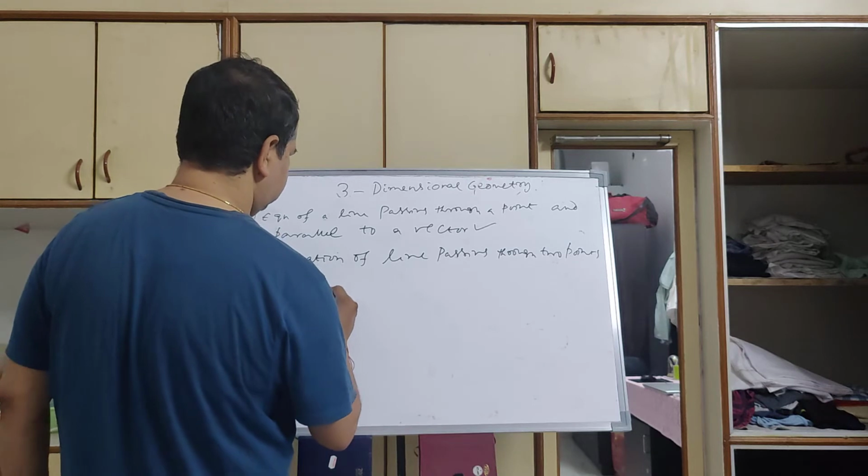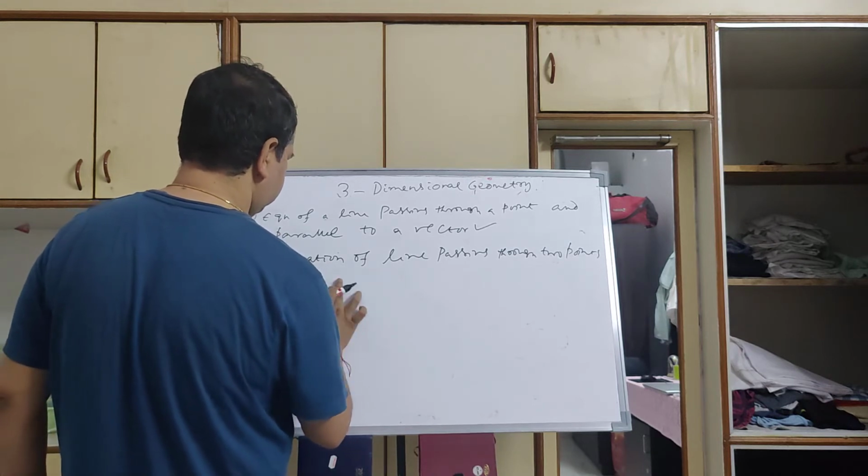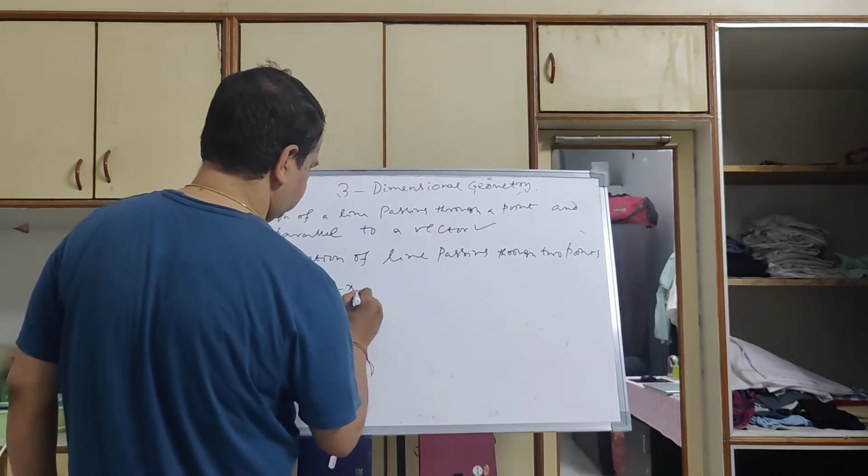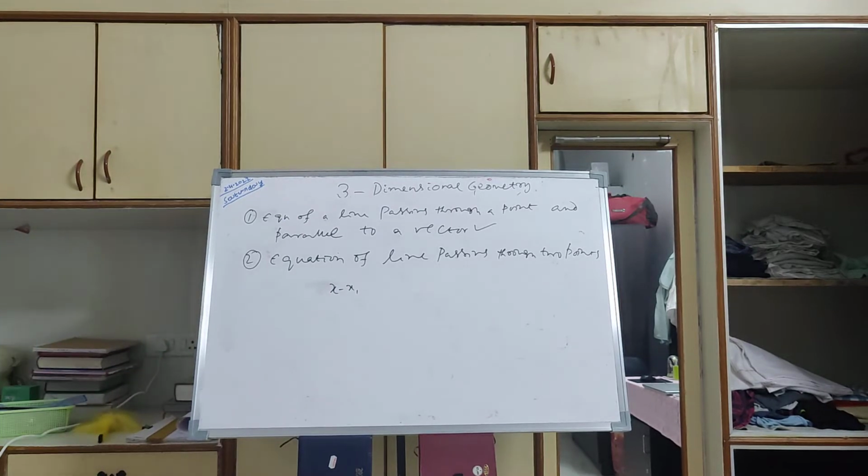I have already told you in the previous one, x minus x1. You know, the equation of a line means you should always have x, y or x, y, z. If it is 2D, x, y. If it is 3D, x, y, z. These are the unknowns. If you write it in terms of x, y, z, anyone will give you the coordinates of 2 points, and you write the equation.